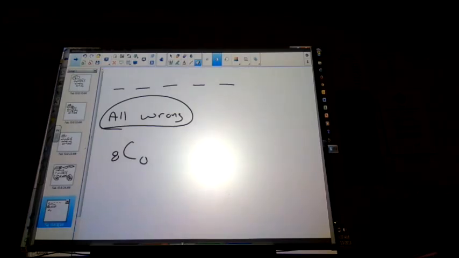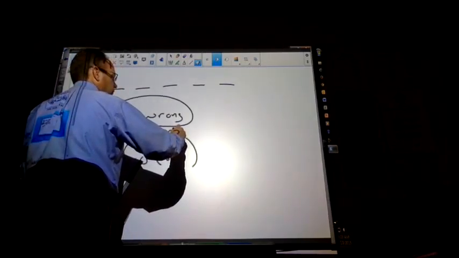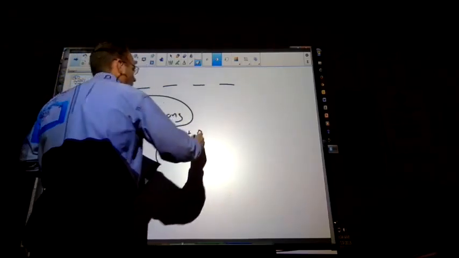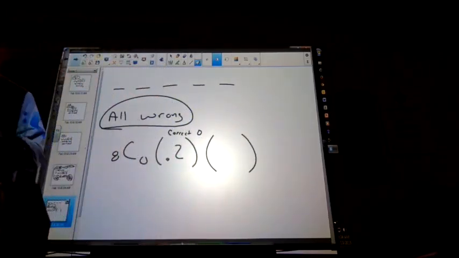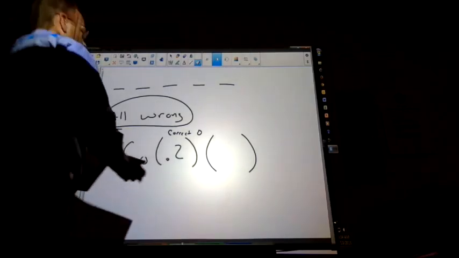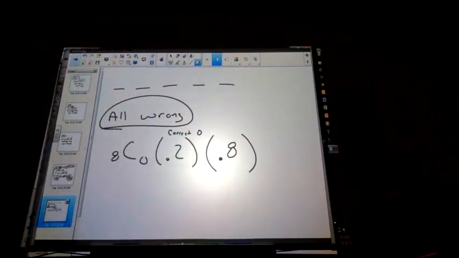1 out of 5, and 1 out of 5 reduces to 0.2. So that's correct. I'm going to raise that to what power? How many do I want correct? I want none of them correct, so I'm going to raise that to the 0 power. What's the chance that I get one wrong? 0.8, 4/5. 4 out of 5 choices are wrong. So 0.8. What am I going to raise 0.8 to? The 8th power.